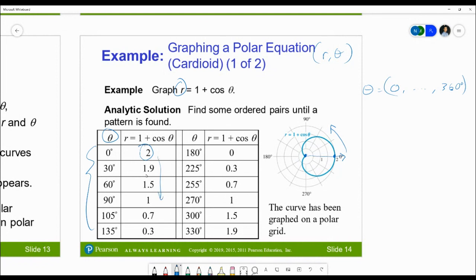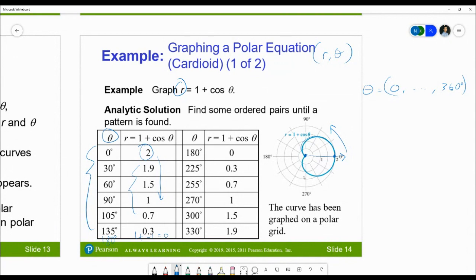As I increase theta, we'll see all these values get smaller and smaller until r approaches 0 at 180 degrees. Because cosine of 180 degrees is equal to what? Negative 1. So we have 1 plus negative 1, which equals 0. So you'll see this rotate around, and as it gets closer and closer to 180, r becomes 0.